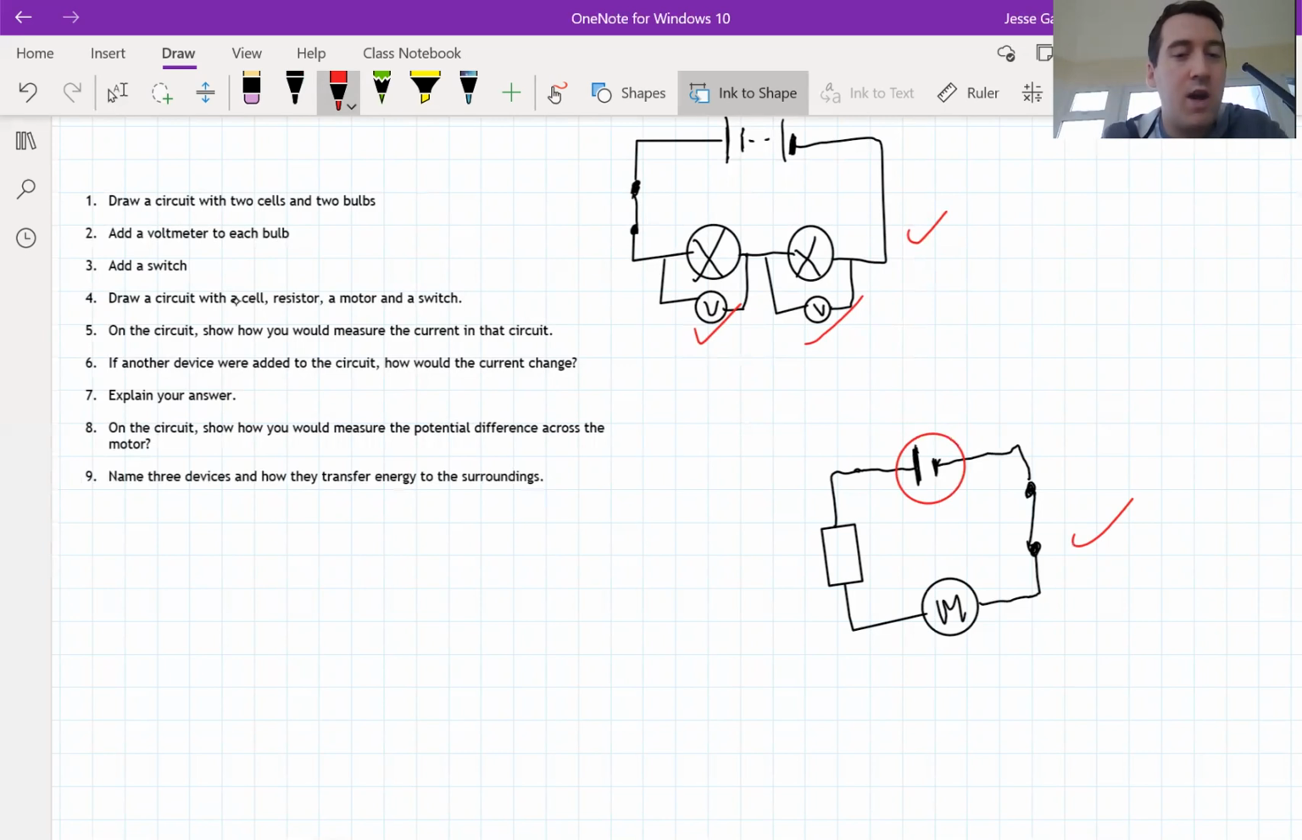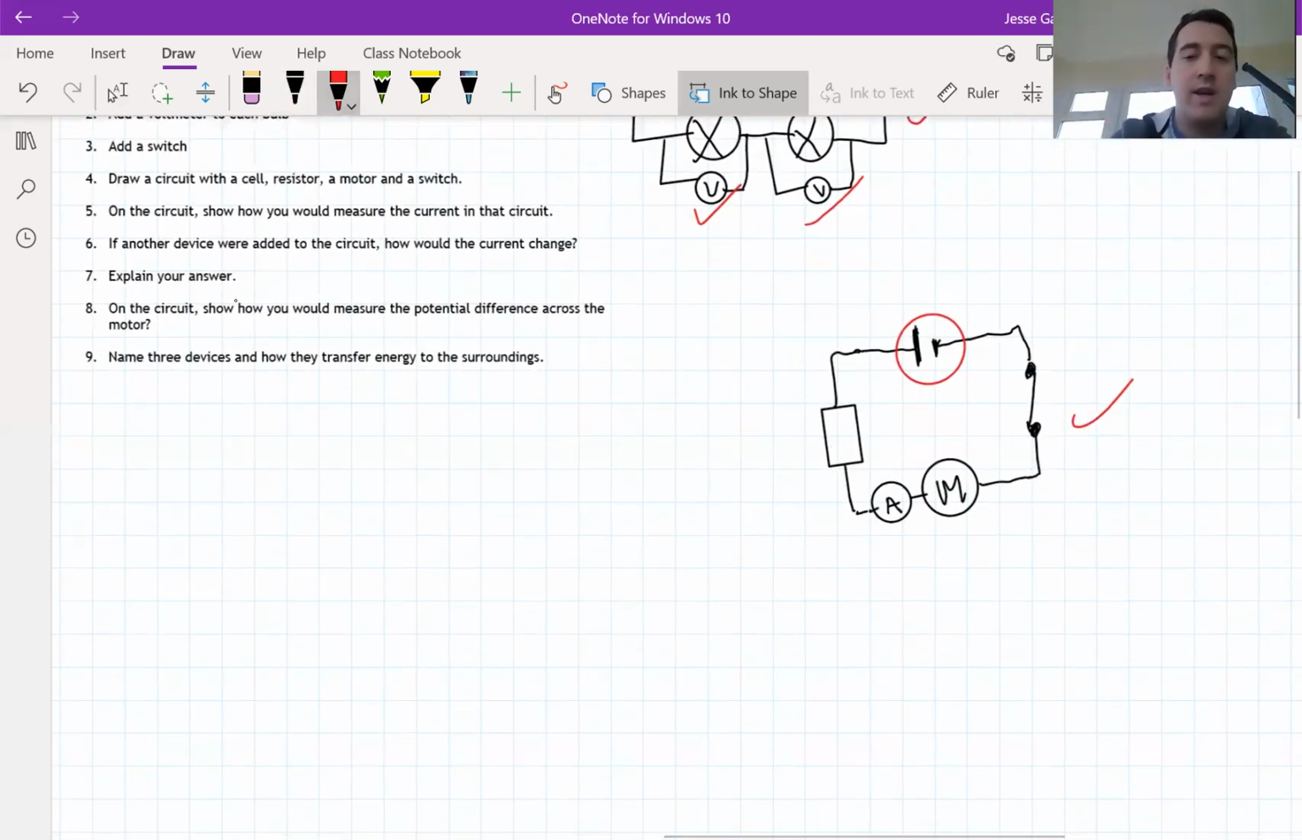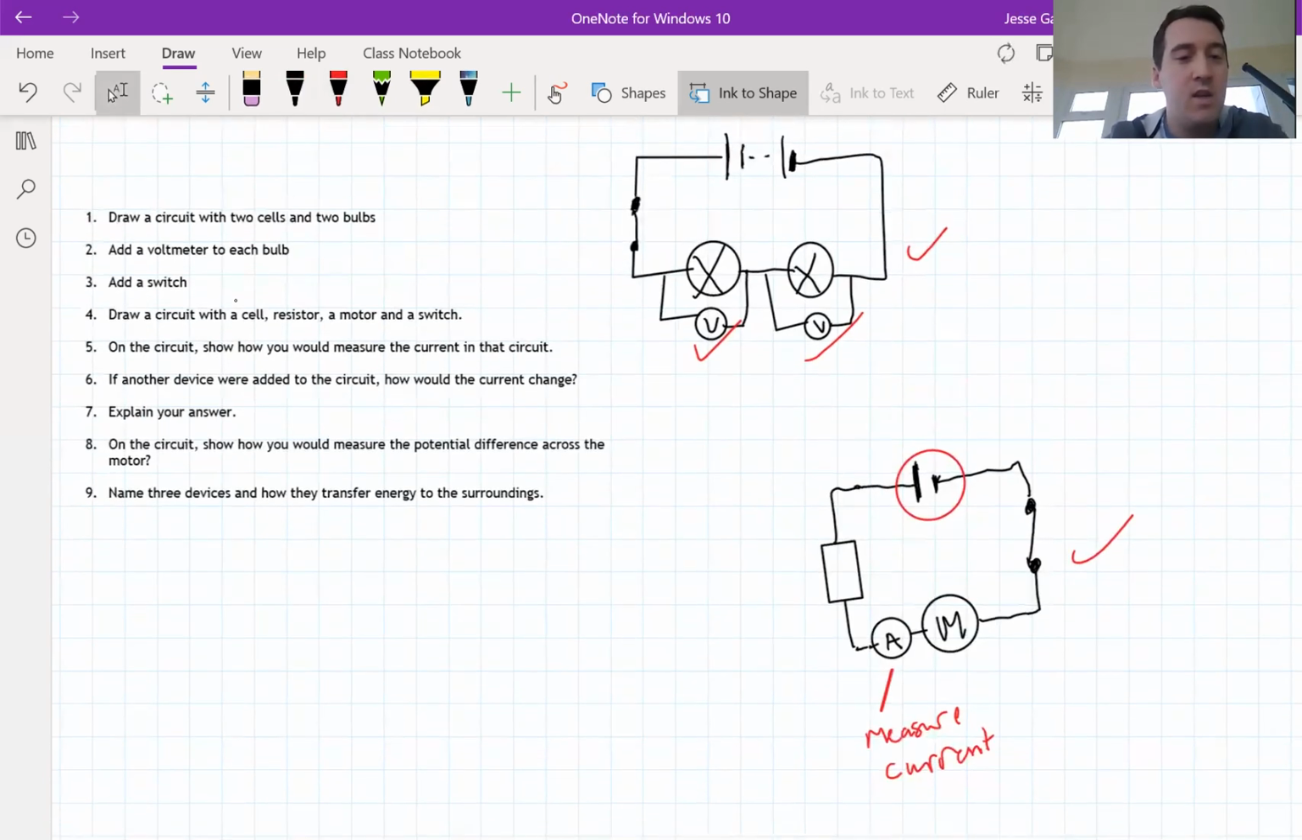Right, on a circuit, show how you would measure the current in the circuit. All right, so if we want to measure current, then we're going to have to make another place. We're going to have to make down here, maybe, we're going to have to stick our ammeter, A. We have to put our ammeter into the circuit if we want to measure the current. Okay, so this here is to measure current. Well done if you got that right. If you put an ammeter in, that's great.